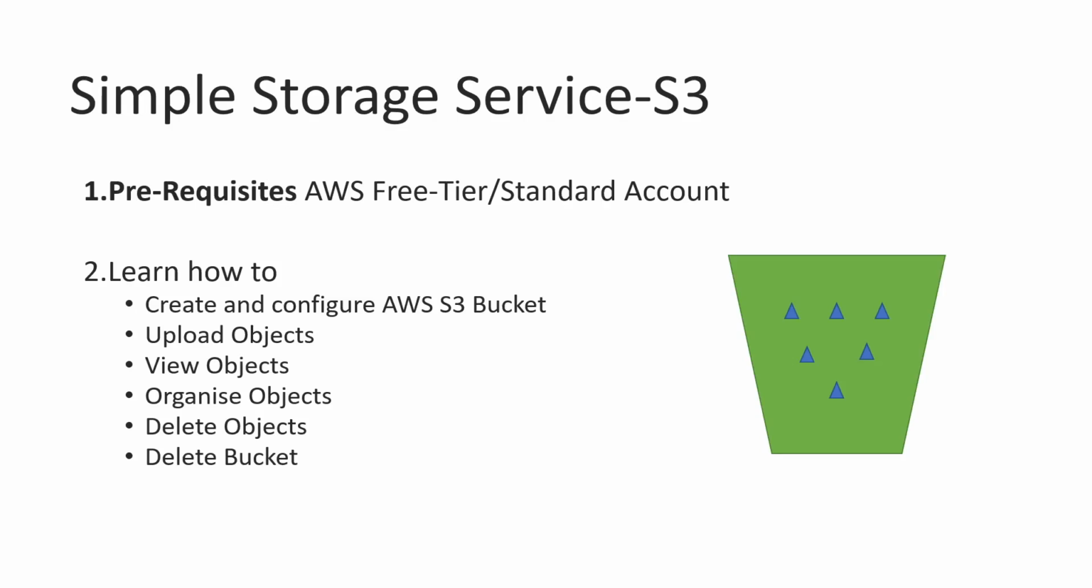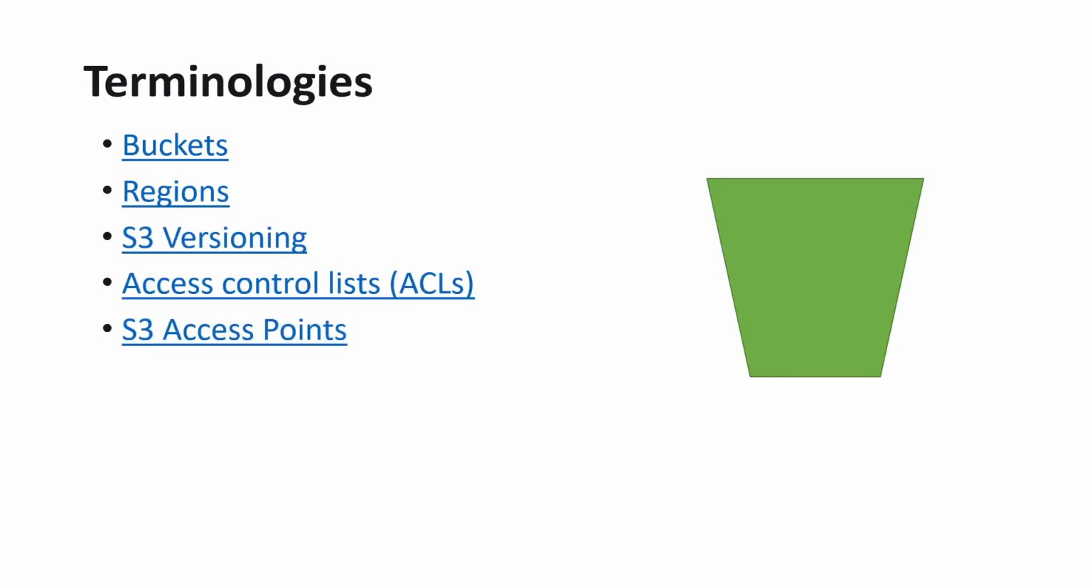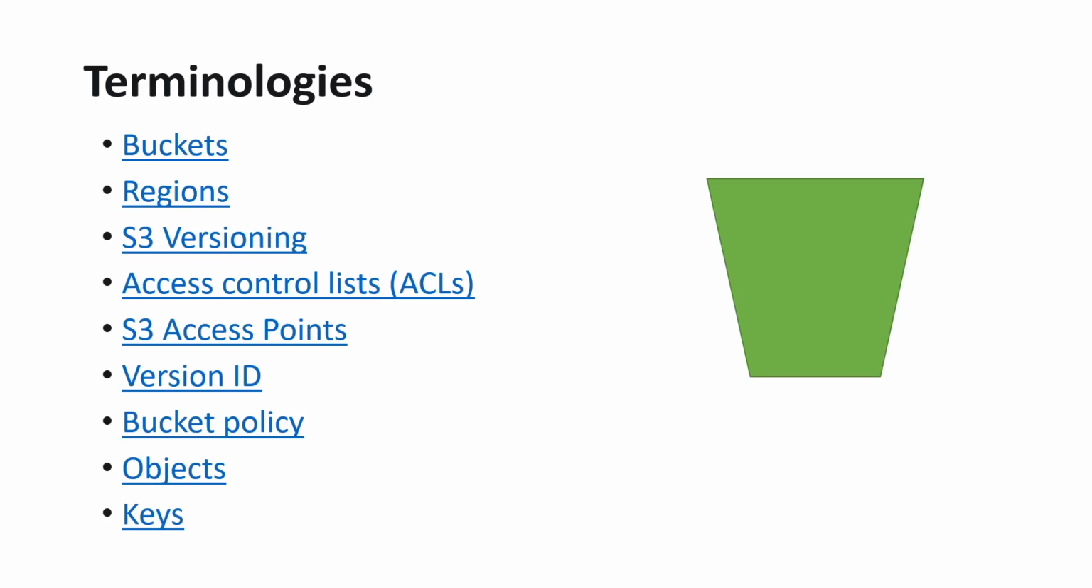In order to understand better, we need to understand the terminologies first. The main terminologies are bucket, region, S3 versioning, access control, access points, version ID, bucket policies, objects, and keys. Let's go one by one.